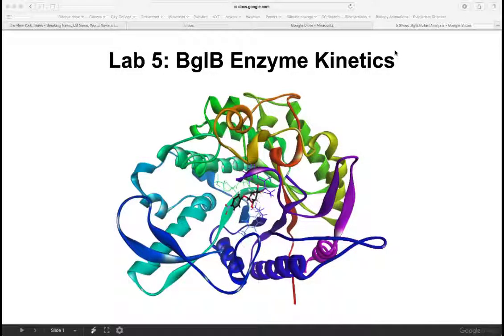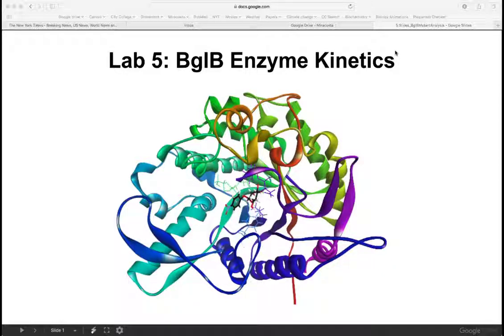Lab 5 is measuring BglB activity so that we can determine certain characteristic kinetic parameters. And we want to compare these parameters between the wild-type enzyme and the mutant that we've designed. The overall objective is to understand the structure-function relationship for BglB and enzymes in general.